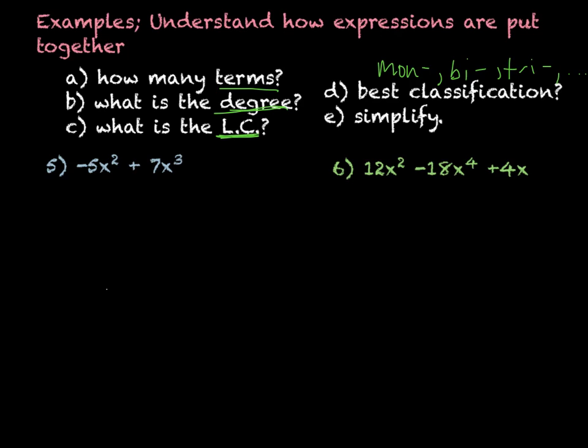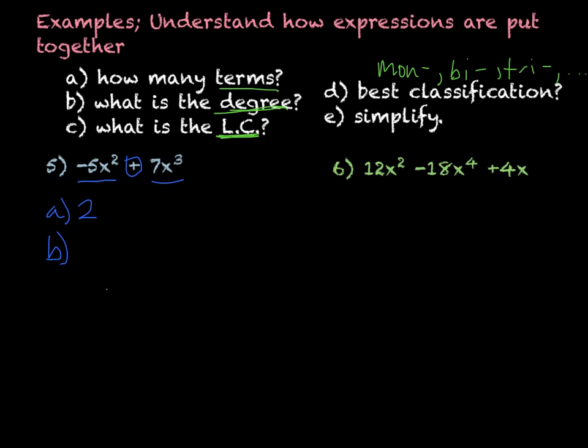Alright, so the first one, we have negative 5x squared plus 7x cubed. Well, the number of terms are the number of things that are separated by plus or minus signs. So we have negative 5x squared, and then we are separated by a plus sign, 7x cubed. So that means there are 2 terms. So A, the answer is 2.